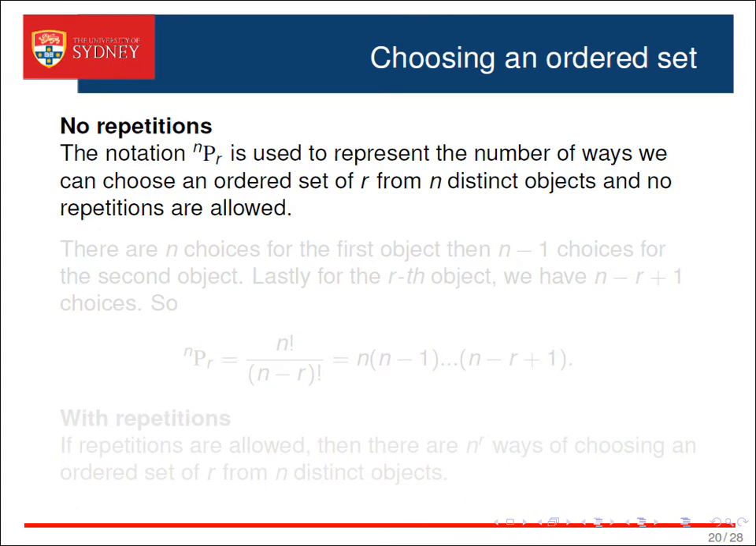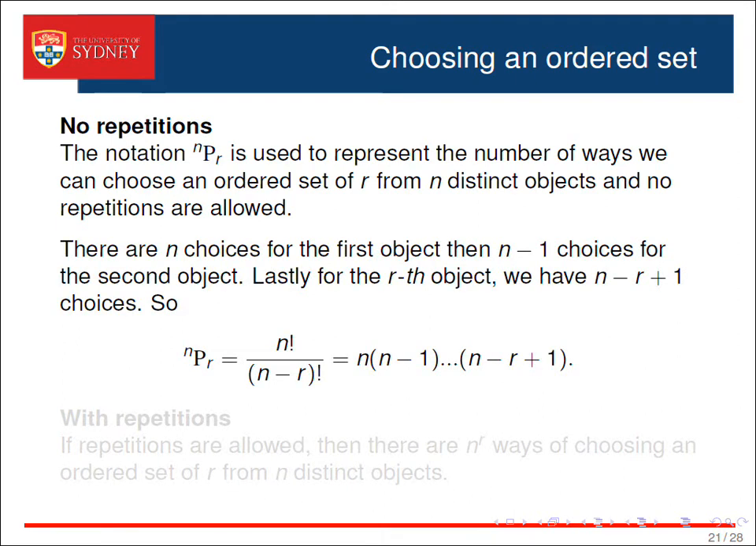Next, let's talk about choosing an ordered set. In many cases, we want to find out how many ways we can choose an ordered set from a number of distinct objects. There are 2 ways of choosing a set, one without repetitions and one with repetitions. First, we will go through the one without repetition. We use a notation nPr, which is read as n permutation r, to represent the number of ways we can choose an ordered set of r from n distinct objects with no repetition allowed.